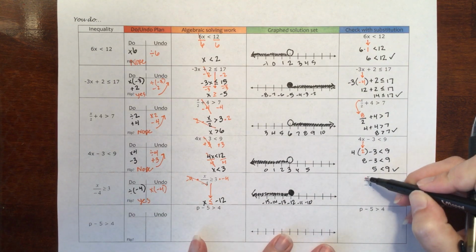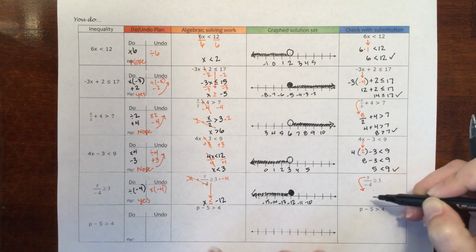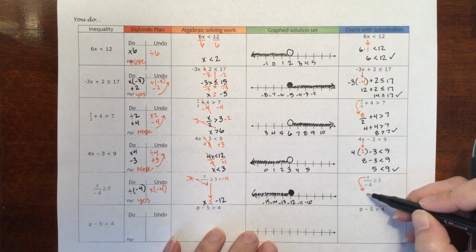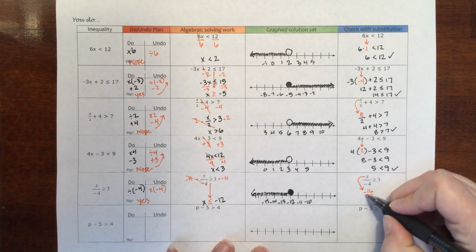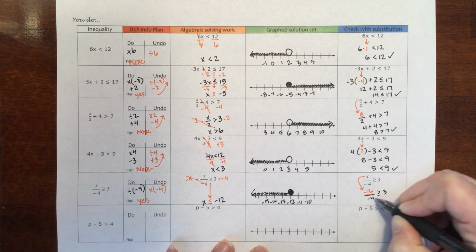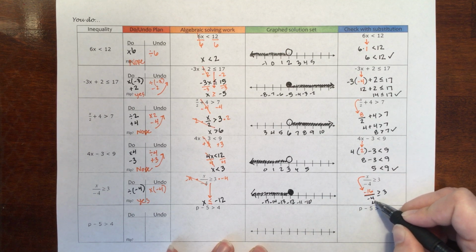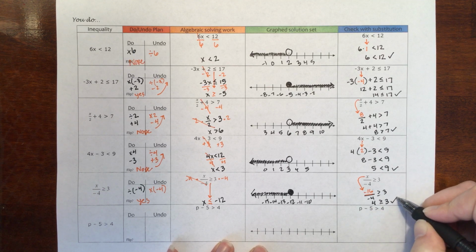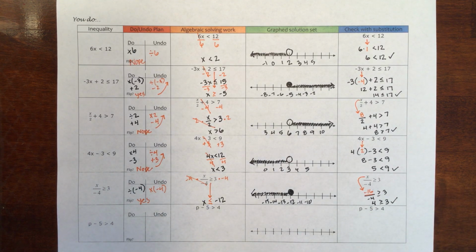And I will select something more negative than negative 12, but also something easily divisible by 4. I'll pick negative 16. Negative 16 divided by negative 4 would be positive 4 because they're the same sign. 4 is greater than or equal to 3 is a true statement.